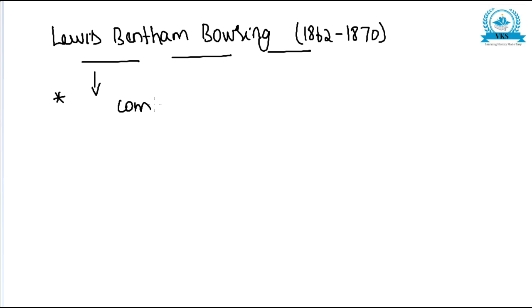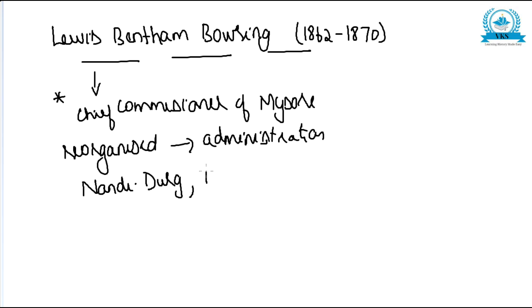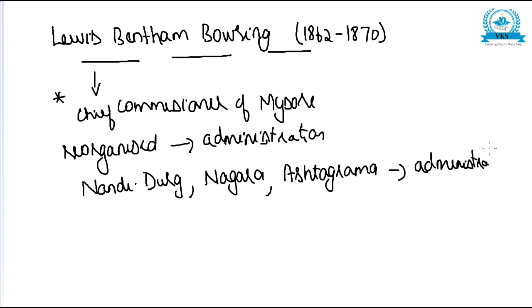So, Louis Bentham Bowring was the chief commissioner of Mysore. He took charge as the chief commissioner of Mysore and reorganized the entire administration of Mysore state. He divided the administrative units like Nandidurg, Nagara and Ashtagrama. These three became the administrative units. So, he reorganized the entire administration and made Nandidurg, Nagara and Ashtagrama administrative units.